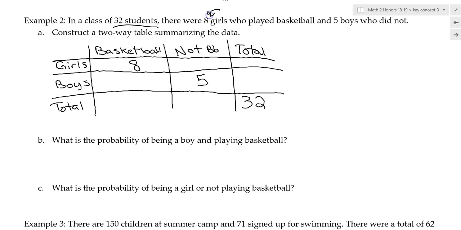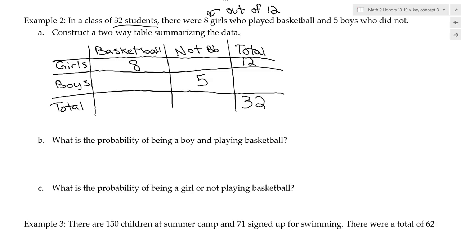8 out of 12 girls played. I don't know why there's a missing piece there. 8 out of 12 girls played basketball. So 8 played basketball out of 12 total girls. That should be enough to give us the information.